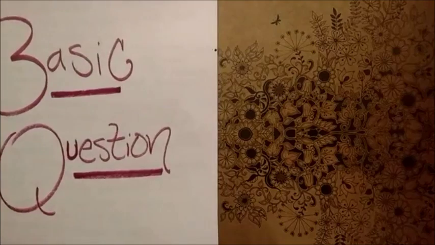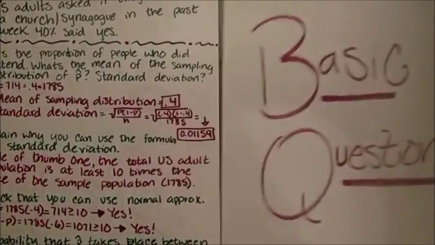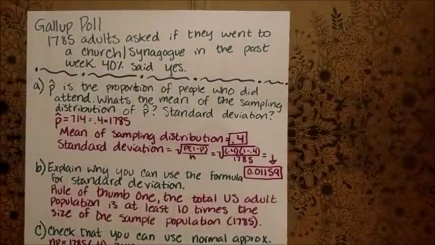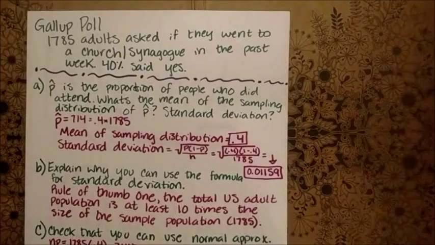First, we're going to talk about the basic question. The basic question was a Gallup poll that had 1,785 adults who were asked if they went to a church or synagogue in the past week. And 40% of those adults said yes. So our first question was, p-hat is the proportion of people who did attend. What's the mean of the sampling distribution of p-hat, and what's the standard deviation?